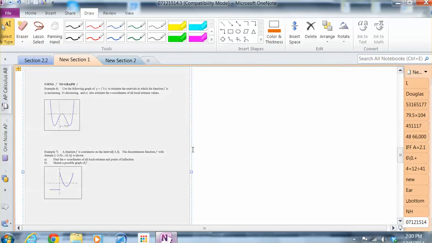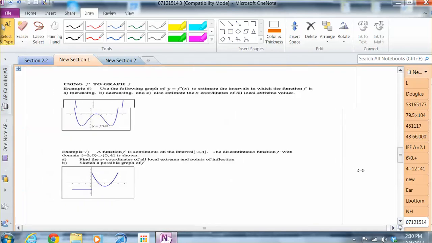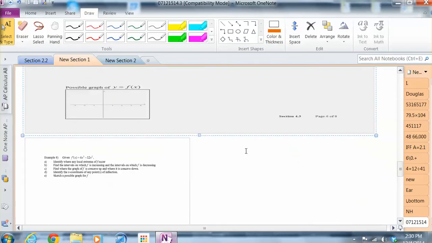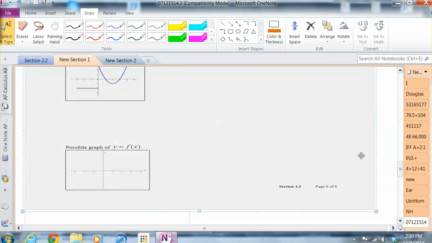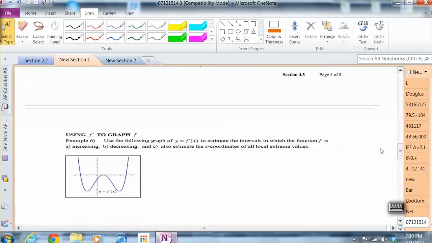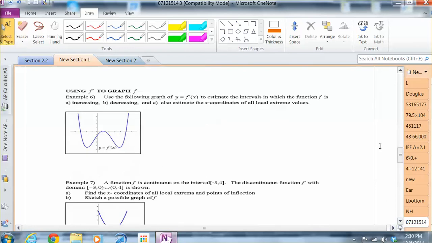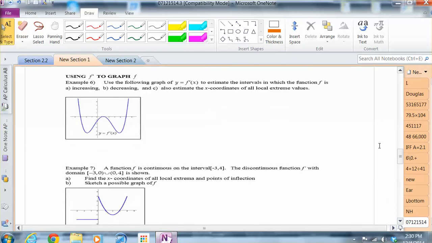Okay, let's look at page 6. And we'll do one of these examples here, and then we'll end the video. And then we'll do example 8 together as a class. Actually, sorry, example 6 and 7. So here we're going to use the derivative graph to graph f. Use the following graph of y equals f prime of x to estimate the intervals in which the function f is increasing, decreasing, and also estimate the x-coordinates of all local extreme values.